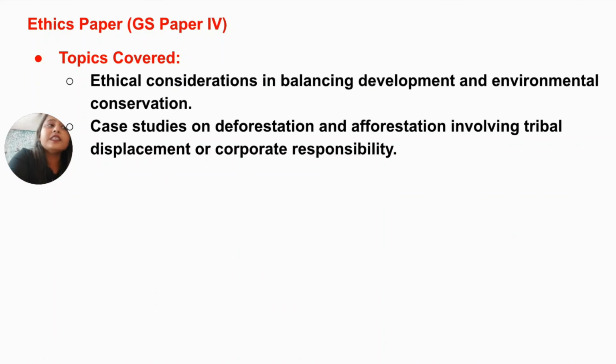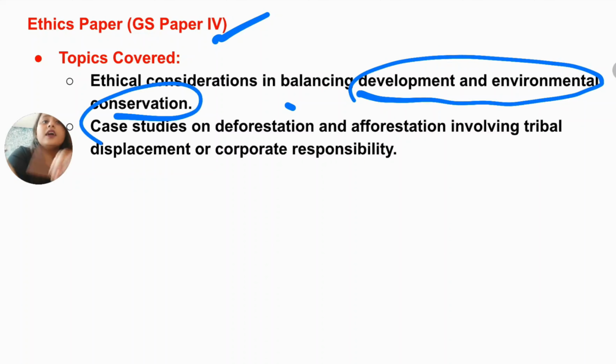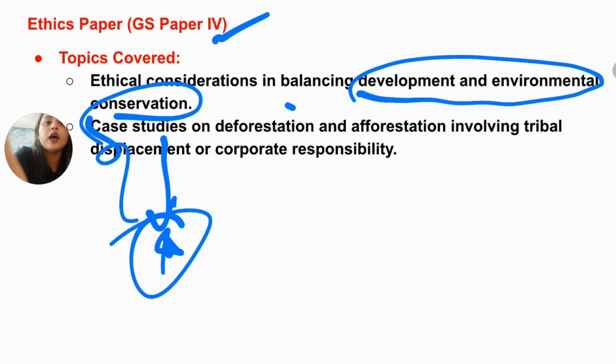And especially, one should not forget to associate this particular topic with GS4. They can ask what are the ethical considerations in balancing development versus environmental conservation, and case studies of different aspects of deforestation done worldwide. So that kind of case studies is important for us to note down from the GS4 perspective.